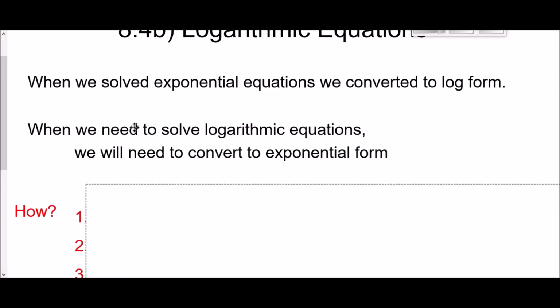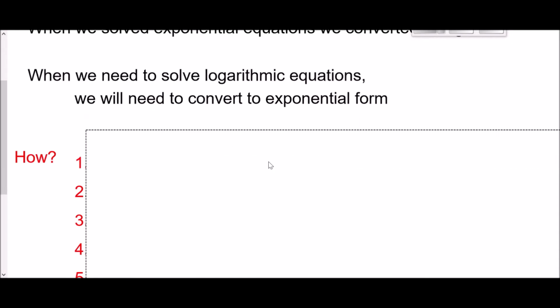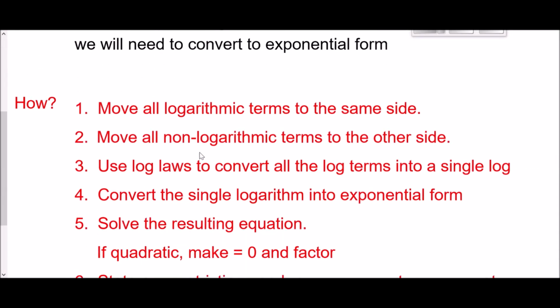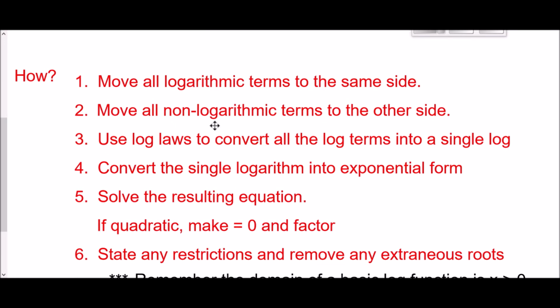When we need to solve logarithmic equations, we will need to convert to exponential form. How? Have a quick look. Move all logarithmic terms to the same side. Move all non-logarithmic terms to the other side. So pretty much group the like terms together. Use log laws to convert all the log terms into a single log. So basically simplifying. And then convert the single logarithm into exponential form. And then after that, you solve.